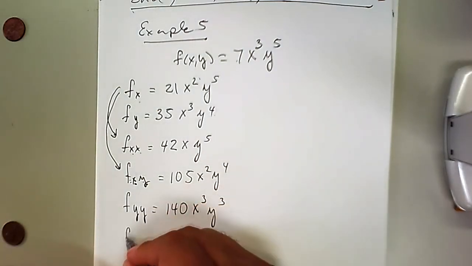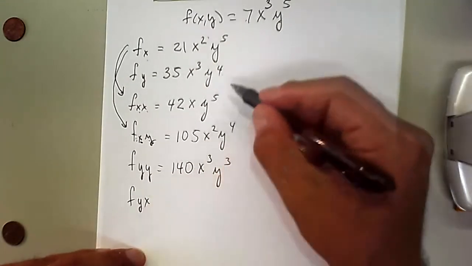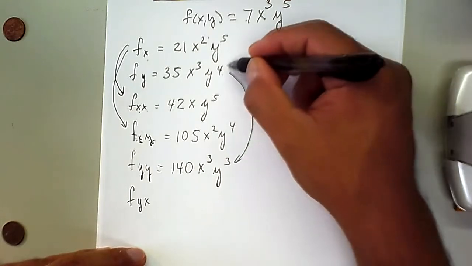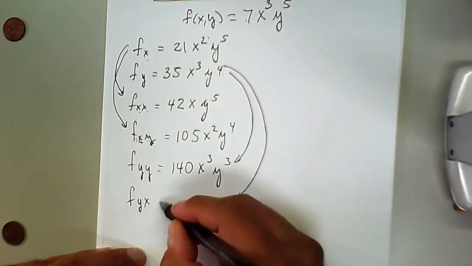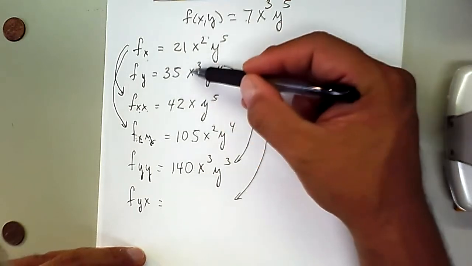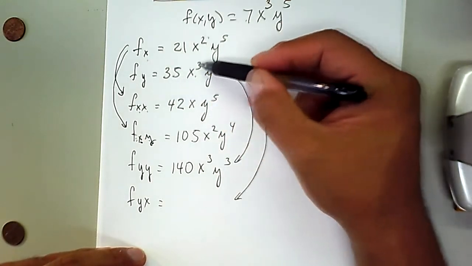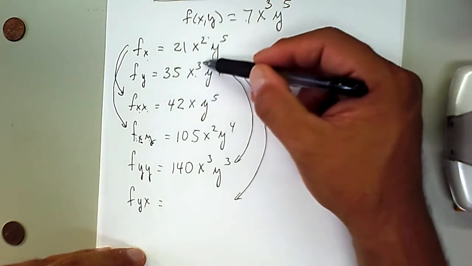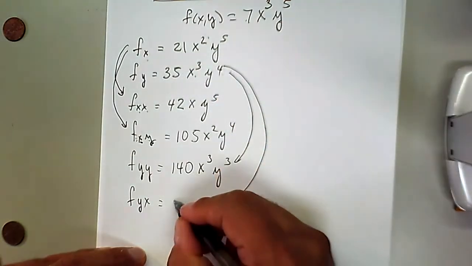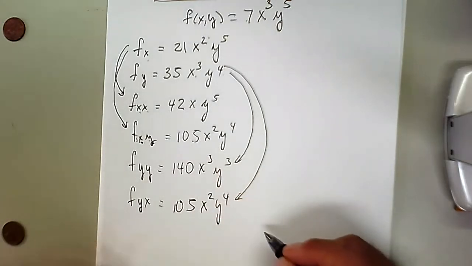Or we could do f sub yx. So start with this guy. Let me draw an arrow. This came from here, and the new one is going to come from that too. And do the derivative of this with respect to x. So we're going to multiply 35y to the 4 with 3x squared. So 3 times 35 is going to give us 105 x squared y to the 4.